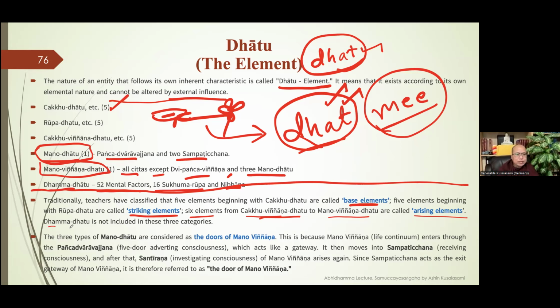And Dhamma Dhatu is not included in these three categories. The teacher explained that, but if we have to put it in one of these, it might be arising. Arising elements. Do you get my point?